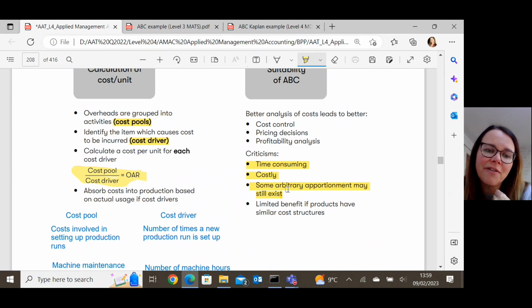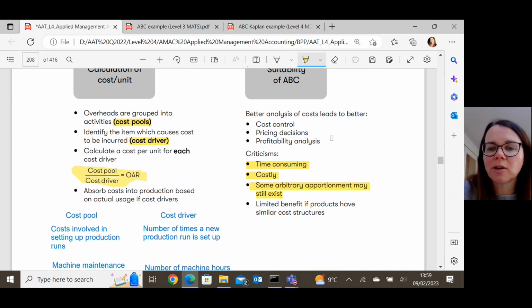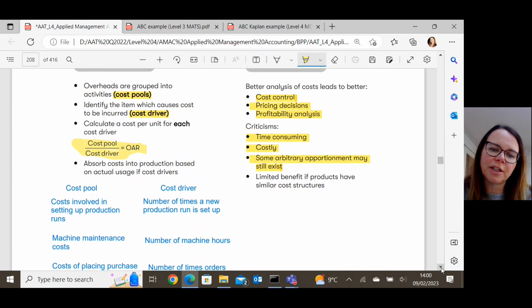But generally, if you can put activity-based costing in place, it does lead to more accurate analysis of your profitability, better pricing decisions, and better cost control. Right? And through the examples that we've got, hopefully we'll see that in action.